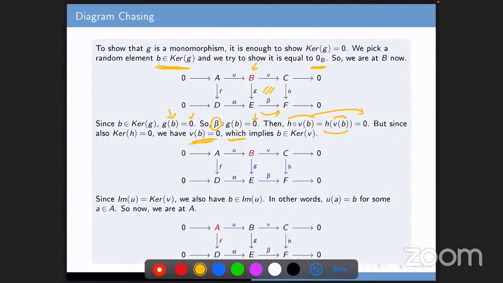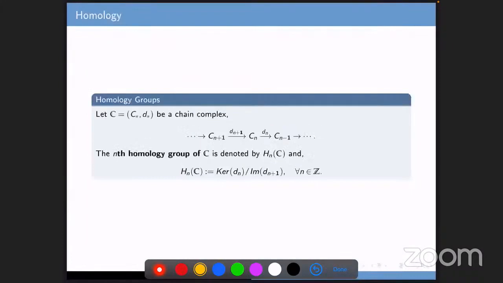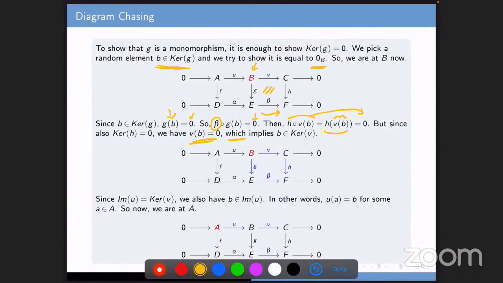And this means if this V map is mapping this B to the 0 element, then this B has to be an element of kernel V, right? All right, so far we were here at B, and we used this blue part here. We used the commutativity of this part.